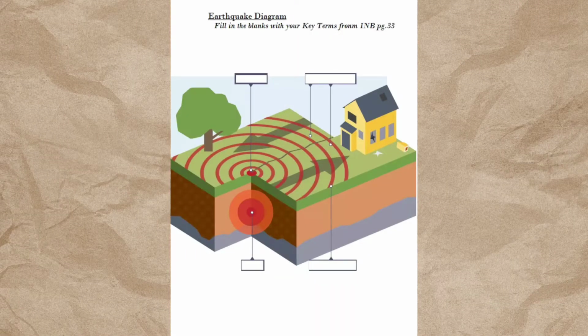Activity for focus and epicenter. Analyze the given diagram showing seismic waves spreading out from the focus of an earthquake. Label each box with the desired information.